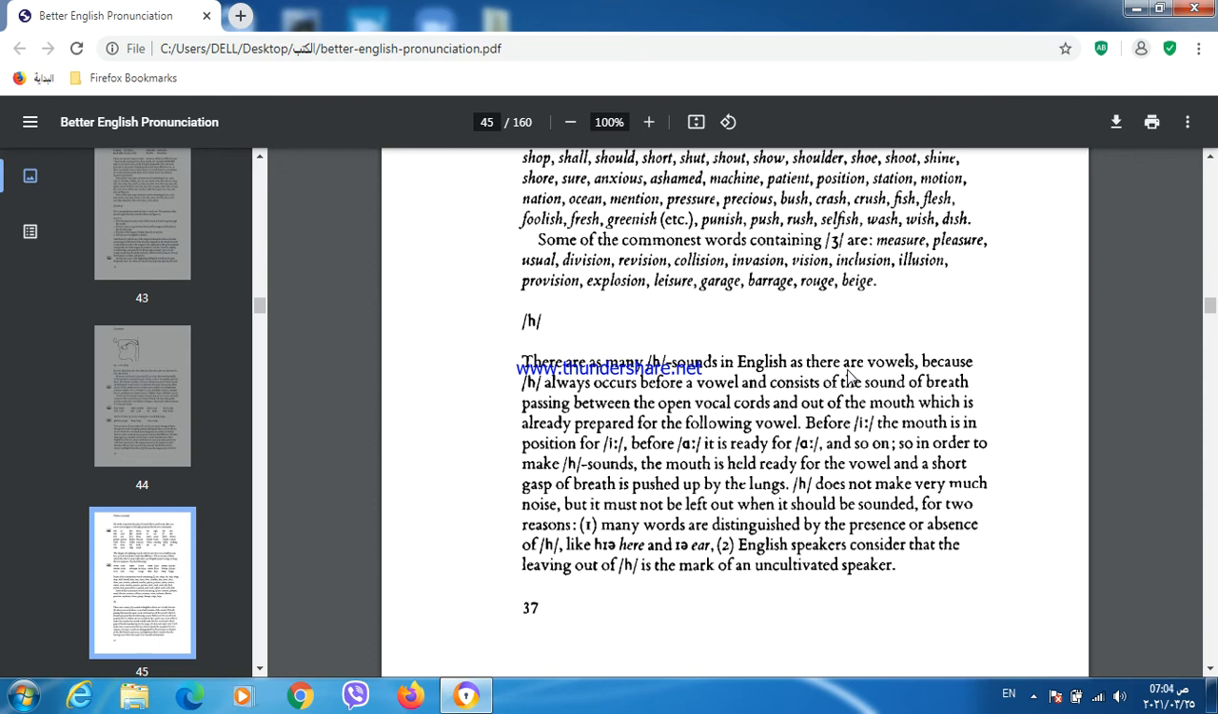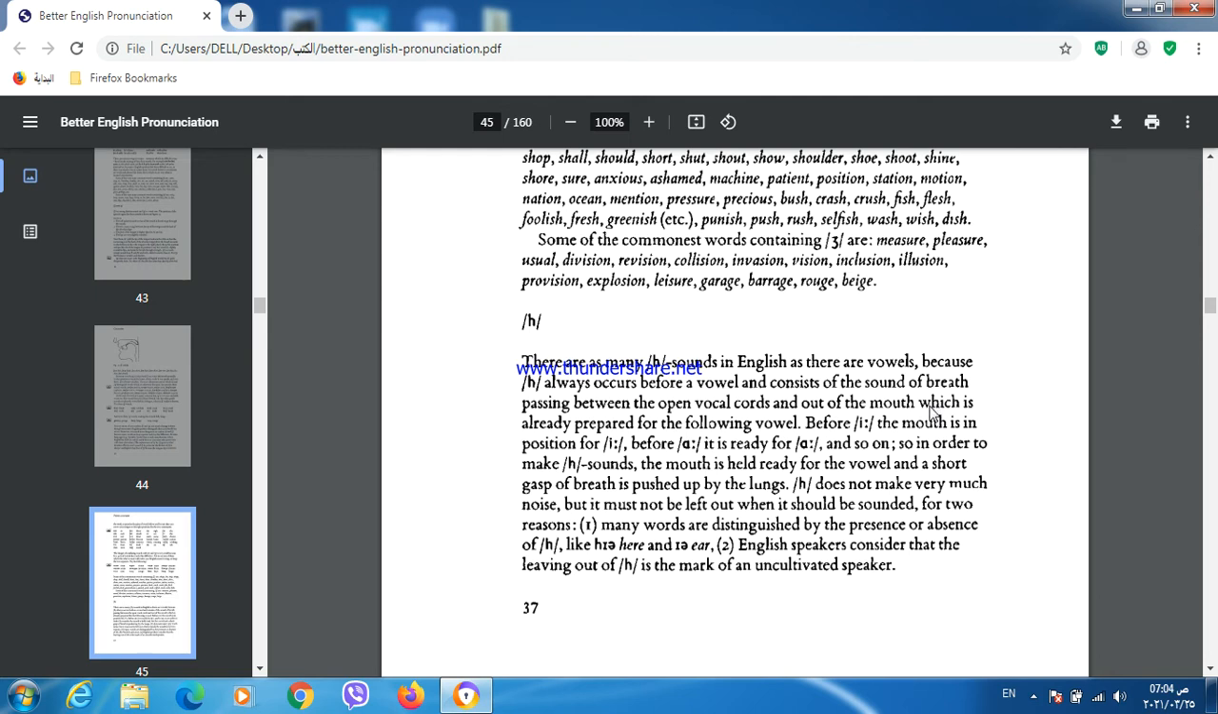ليش؟ Because h always occurs before a vowel. دائما الهاء يظهر قبل صوت العلة. It consists of the sound of a breath passing between the open vocal cords and out of the mouth, which is already prepared for the following vowel. ويحتوي على صوت الهواء اللي مار من خلال الأوتار الصوتية وخارج عن طريق الفم، والفم بذيك اللحظة يكون مهيئ لإنتاج صوت العلة القادم، يعني صوت العلة ما بعد الصوت ه.